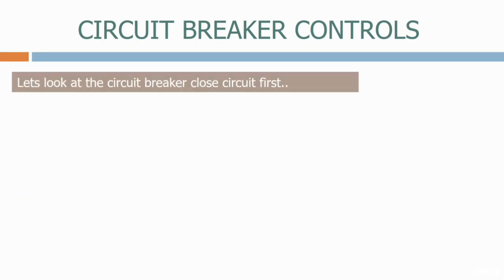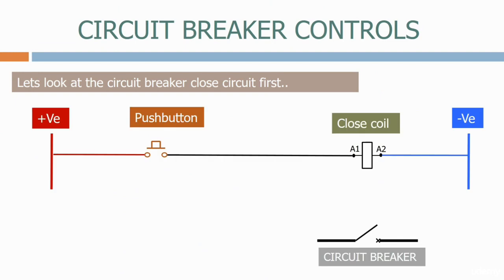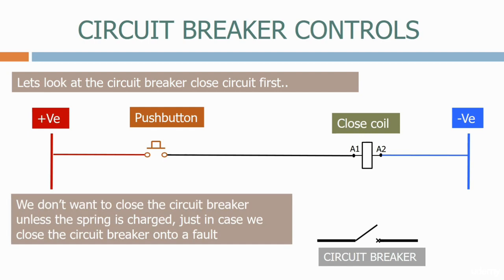Let's look at the circuit breaker closed circuit first. Here we have a positive and negative DC supply with a closed coil controlled by a manual push button. We don't want to close the circuit breaker unless the spring is charged, just in case we close the circuit breaker onto a fault. Therefore, let's add a limit switch from the spring mechanism.